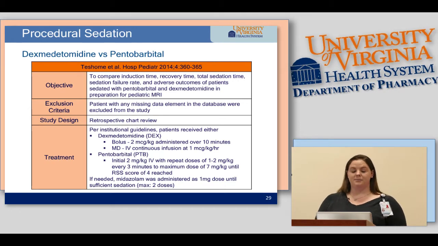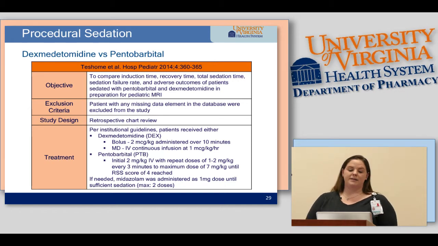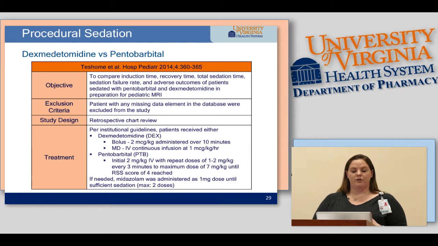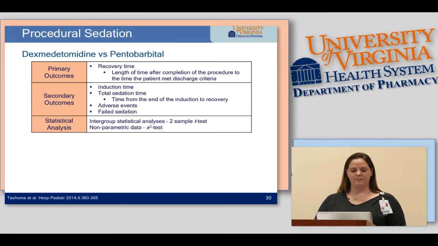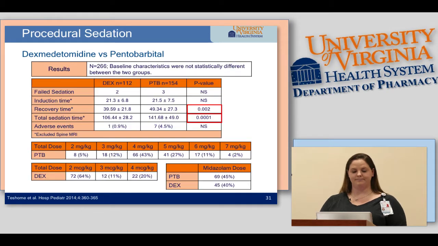And this was a retrospective chart review, and I've listed the dosing that the patients received. I do want to point out that it was IV pentobarbital that was received by these patients. And if needed, midazolam was administered as a 1 milligram dose until sufficient sedation was achieved with a max of 2 doses. As I said, the primary outcome was recovery time, and the secondary outcomes were induction time, total sedation, adverse effects, and failure of sedation.